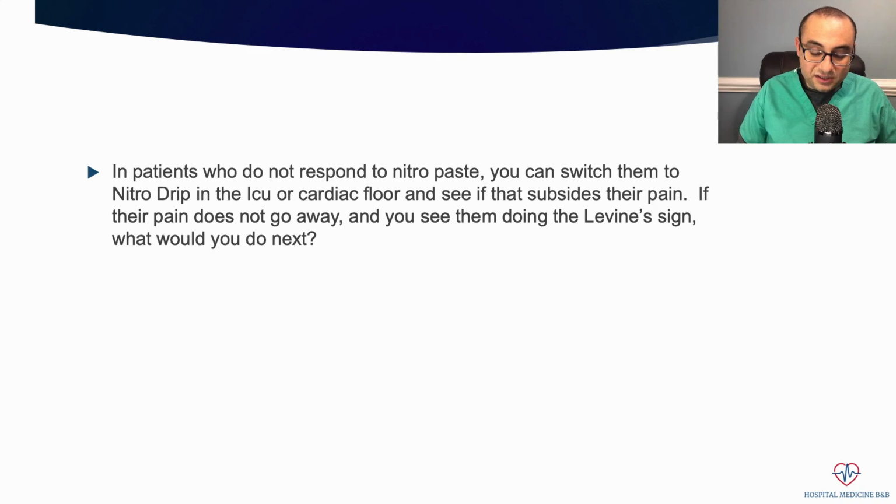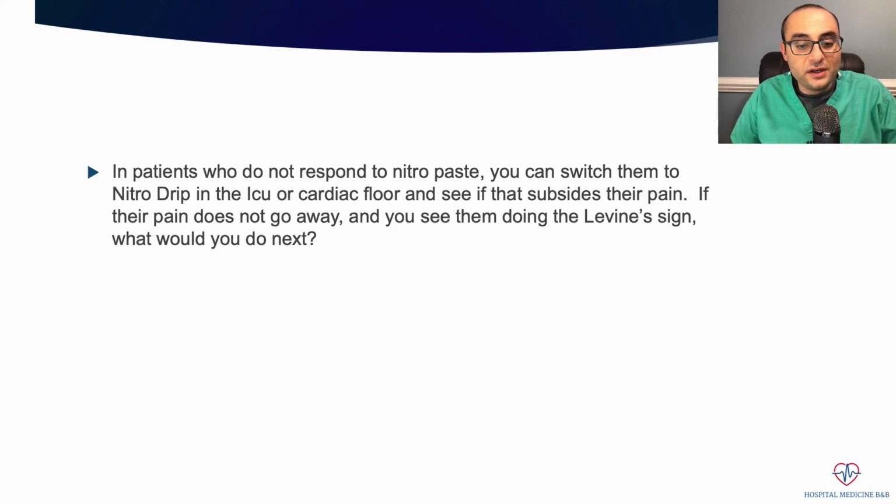Now, if their pain doesn't go away and you're doing your admission or you're going to see your next patient, and then you swing by and you see the patient holding their chest like this and they're complaining of chest pain and they're not relieving it. This is Levine's sign. When they're holding their chest like that, this is classic for coronary artery disease. So what would you do next?